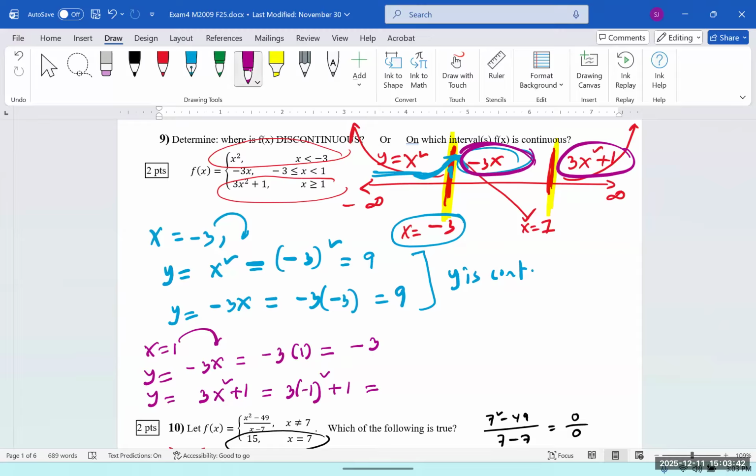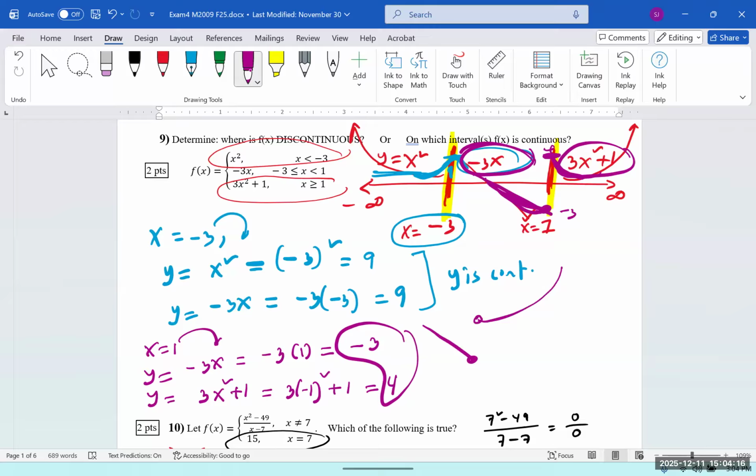-3. And what is 3 times -1 squared? +3, and then plus 1, 4. Do we have the same y value for the same x value? No. So one of them is saying our y value is -3, but the other one is saying our y value is 4. So this is the y value here, and this is the y value here. So this function, one side is -3, the other side is +4.